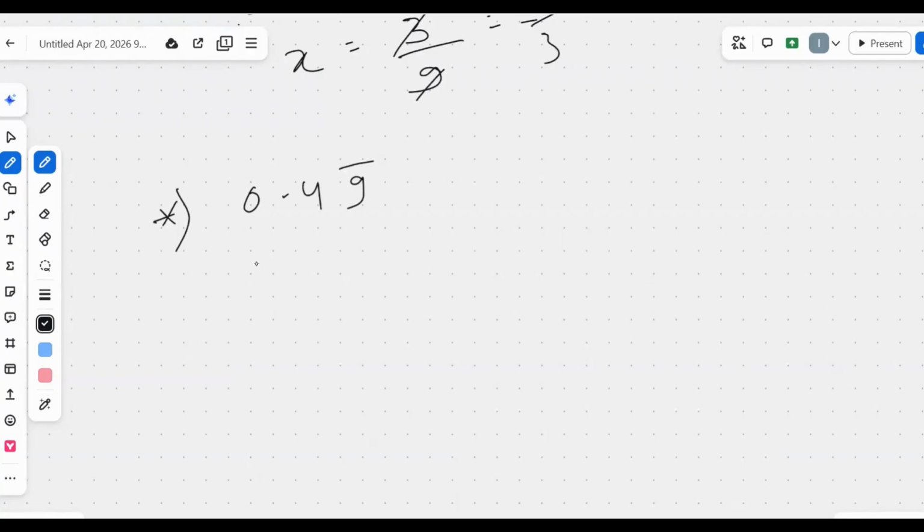x is equal to 4 by 9. Okay, can you tell me the process of how you are doing this? I'm at x is equal to 0.49999. Then 10x is equal to 4.99999. Then 10x minus x is equal to 4.